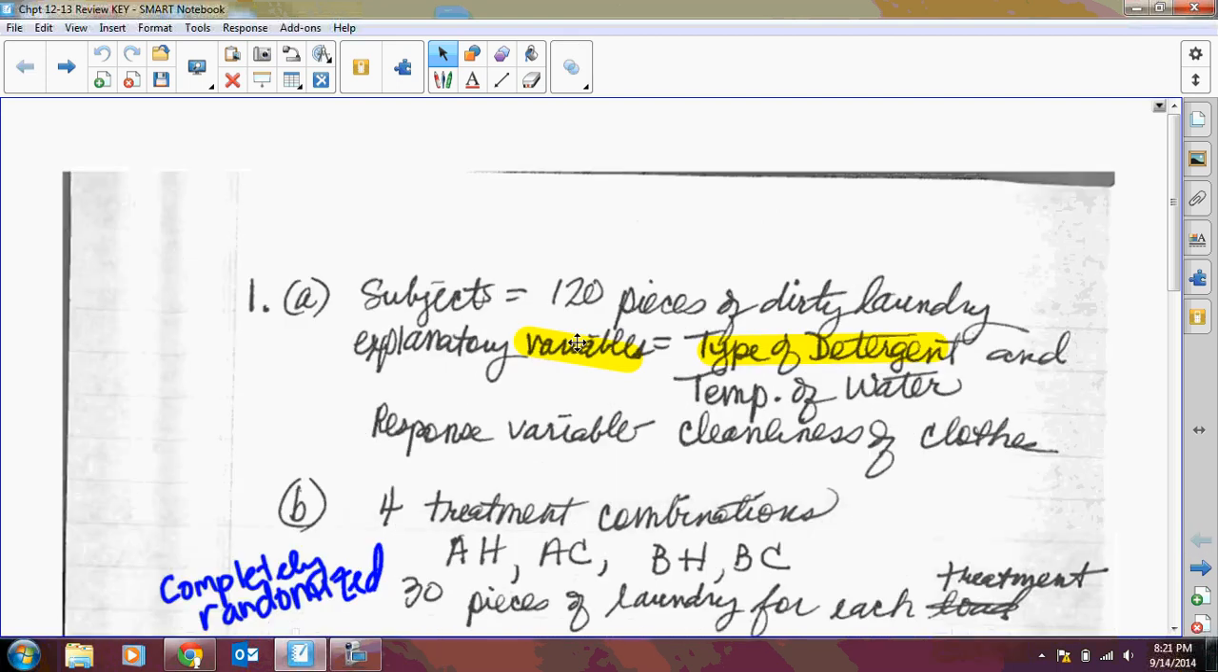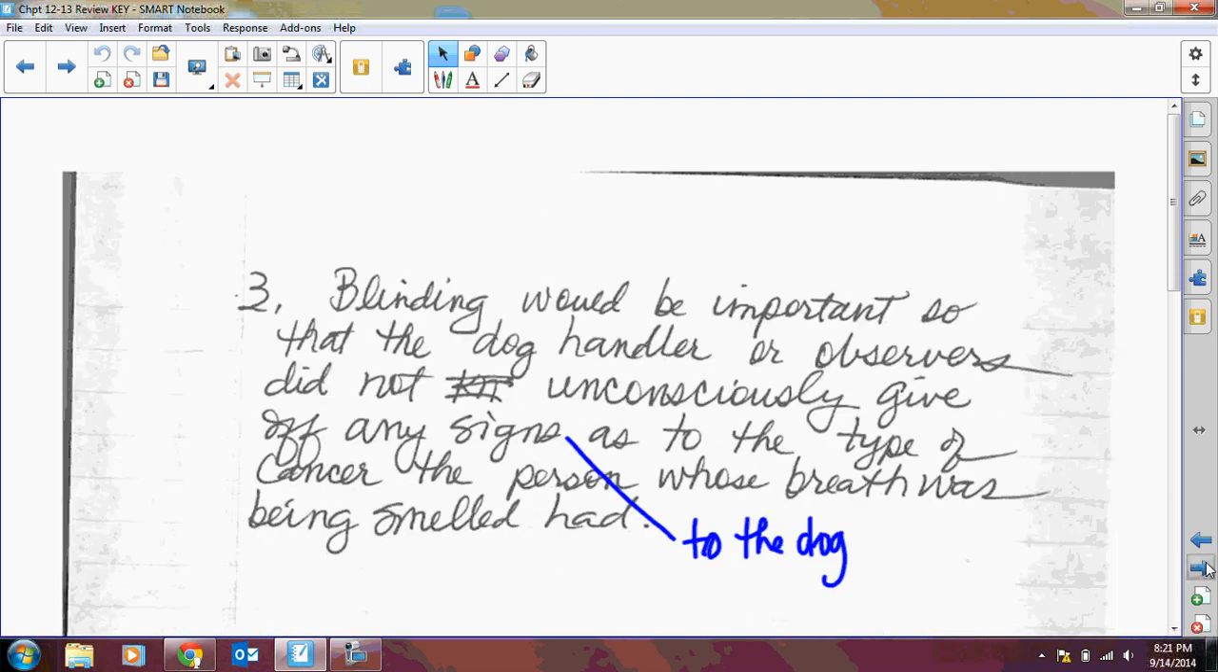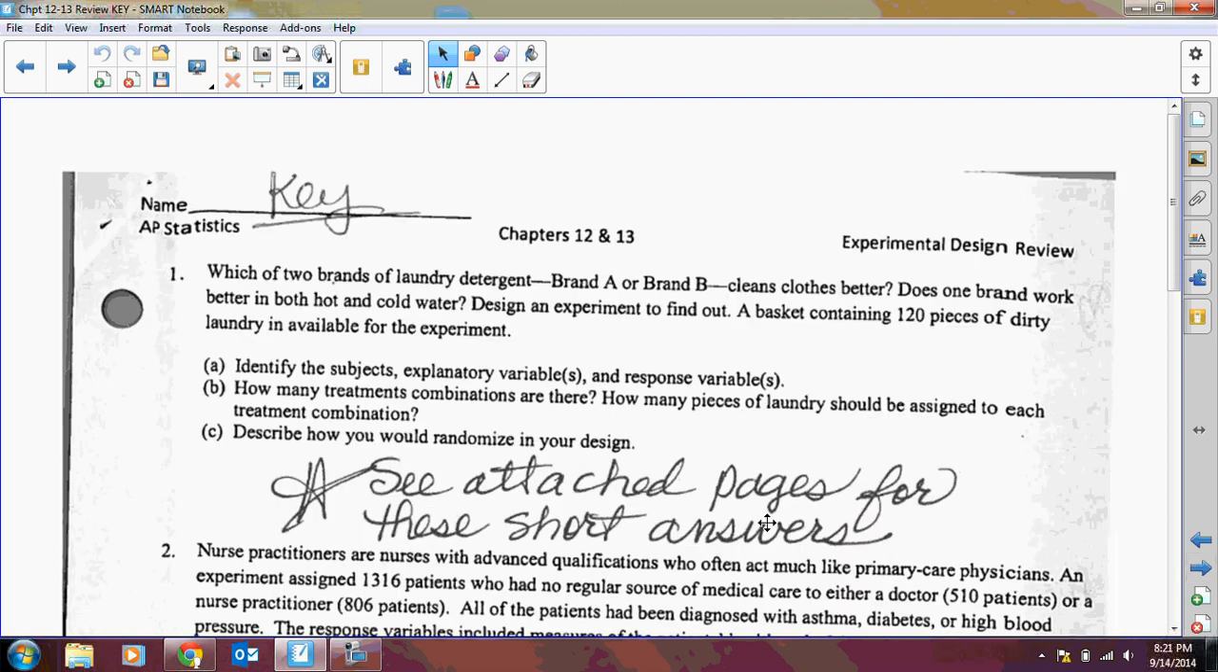The explanatory variables, they actually said in there that they are going to do type of detergent and temperature of water. And I think we've seen that on a problem before. So does one brand work better in both hot and cold water? And which one of the two brands of laundry detergent, brand A or B? So that is two explanatory variables that get assigned to the laundry. That is two factors, if you want to say. Two factors.